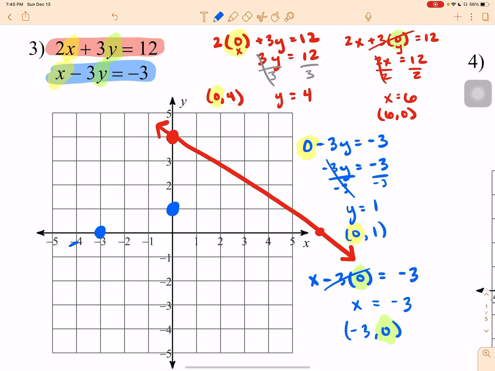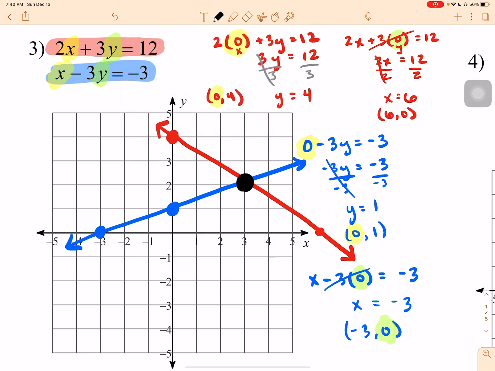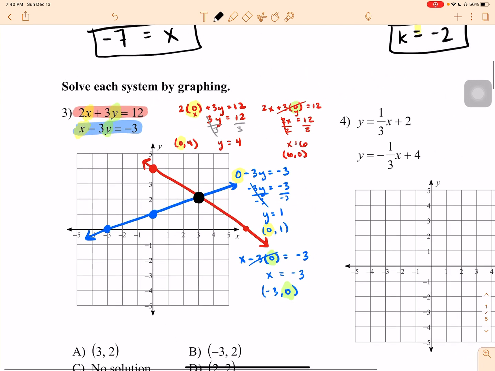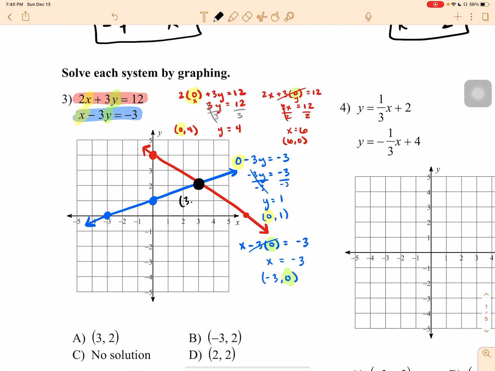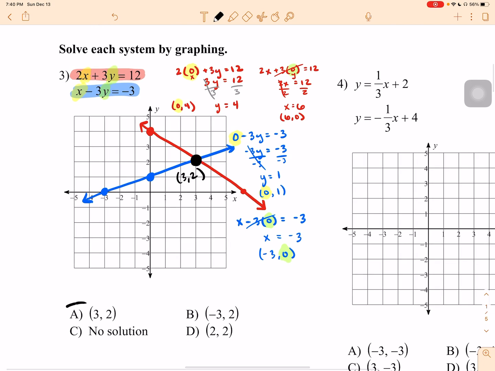Now if we draw a point here, it won't be perfect, but it looks like I should be crossing right about here. And again, you can always use Desmos. On Desmos, I would have had 6 comma 0 there, right? So let's see if that point, this would be 3 comma 2, is an answer choice. And it is, so 3 comma 2.